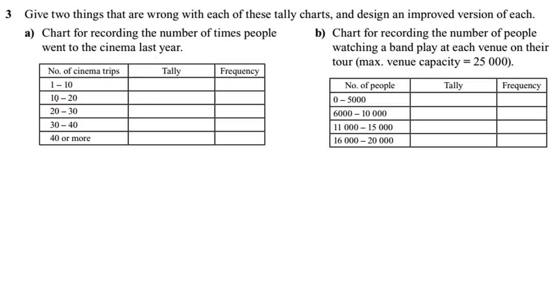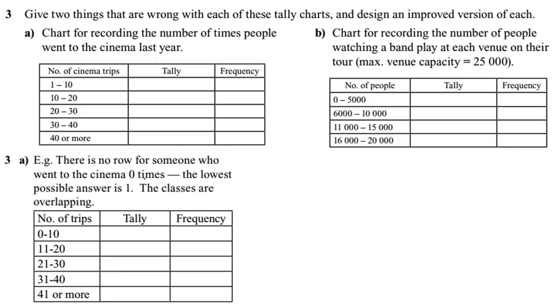Then there's also the overlap, right? There's overlap here because if somebody goes to the cinema 10 times, are you going to put them here or are you going to put them here? So there is that overlap there, which is really wrong. Okay. So the correct answer would look something like that.